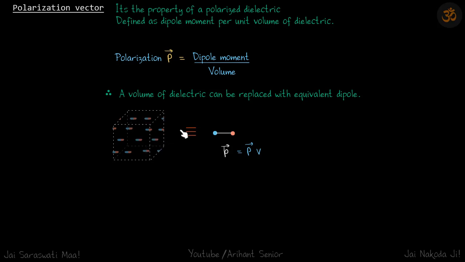So if you have a volume of a dielectric and it is polarized, as you can see, then you can replace this volume by a dipole. And its dipole moment p can be written as polarization times volume of this dielectric. So therefore, a volume of dielectric can be replaced with an equivalent dipole. So that's all there is about polarization. So it's a property of the polarized dielectric.